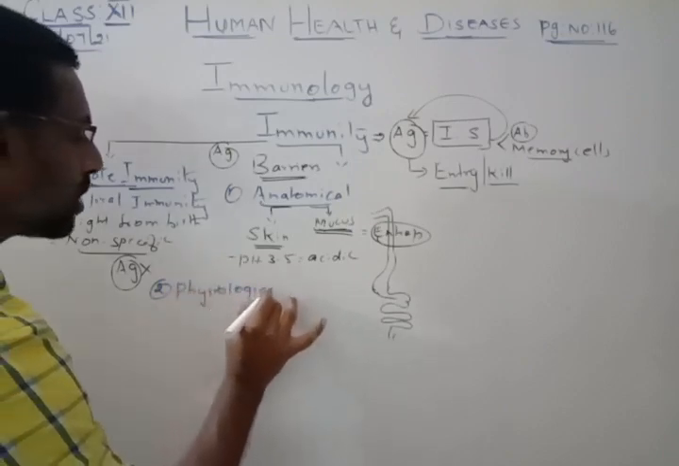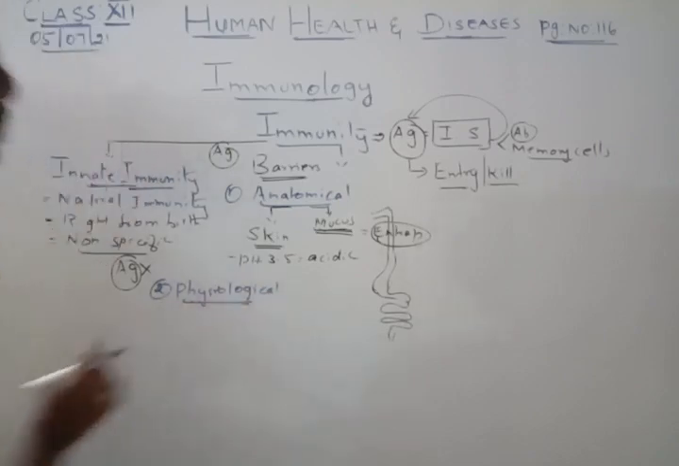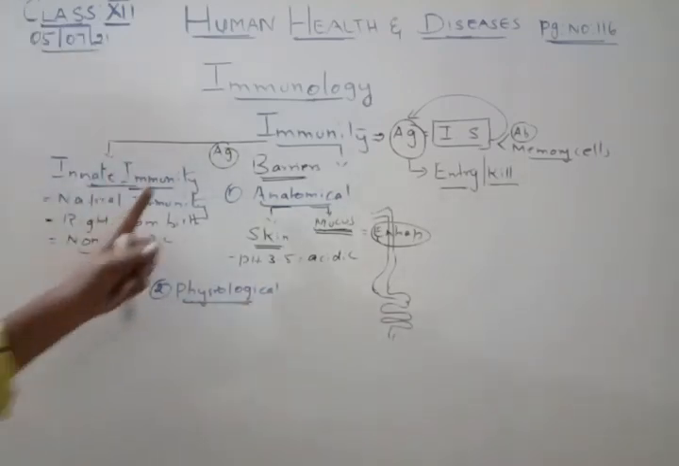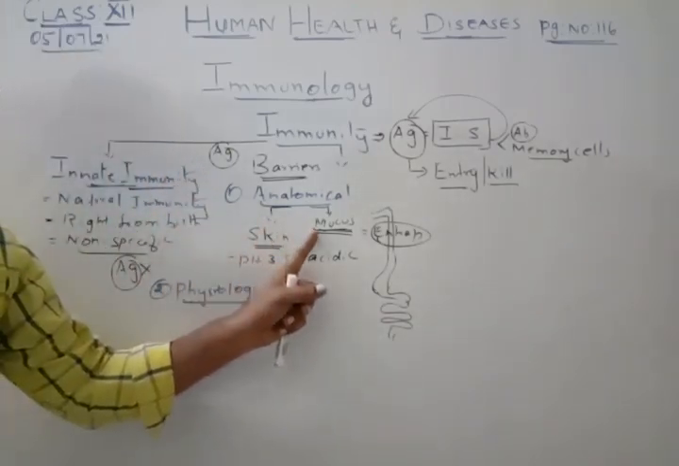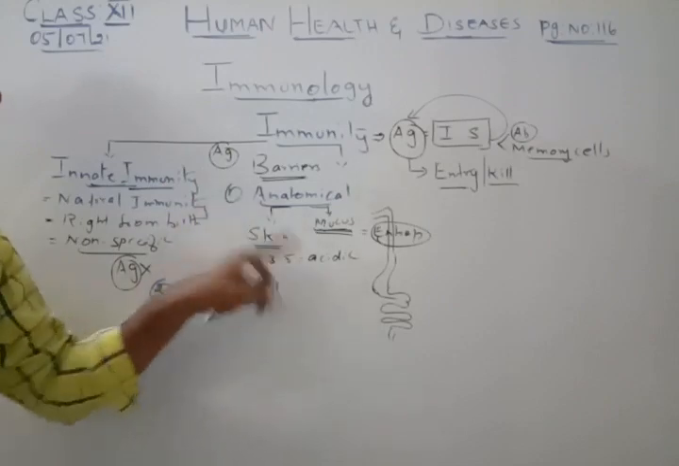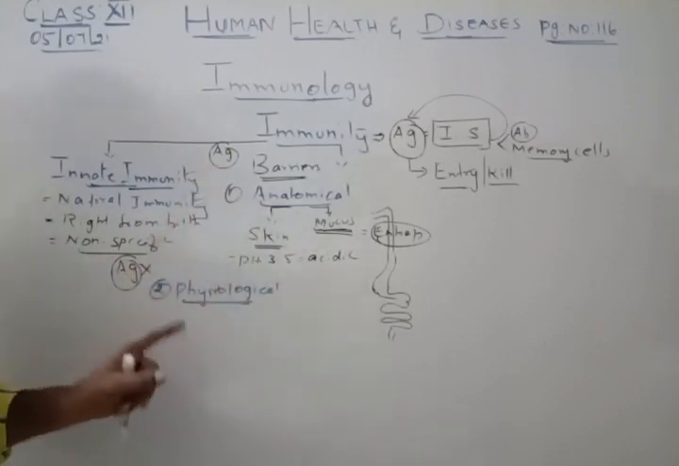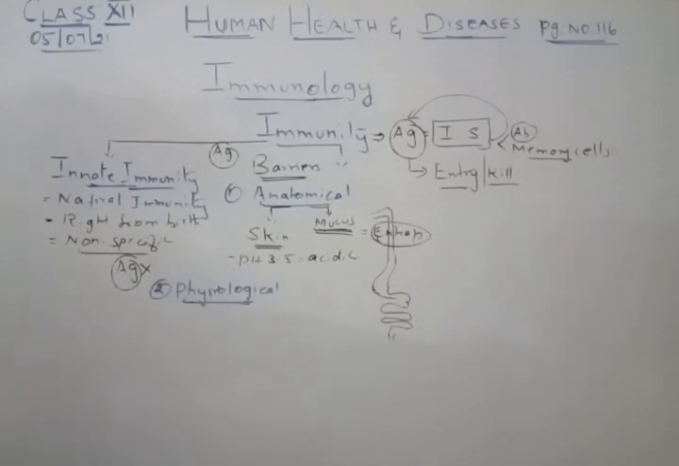Physiological barriers. Certain physical things will prevent the microorganisms. So even though the skin and mucus prevent the microbes, some microbes will still get inside, and the physical processes happening in our body will prevent these microbes. So what are the physical processes?